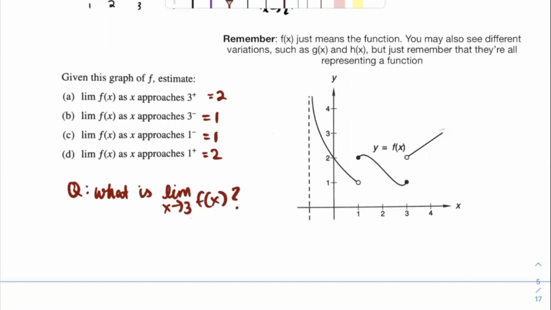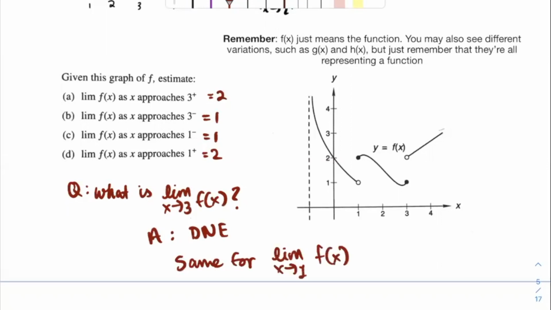Well, as x approaches 3, the left and right-hand side limits are different, and that means it does not exist. And in fact, the same is true for the limit as x approaches 1. That's because, again, the left-hand limit is 1, and the right-hand limit is 2. And since they're not the same, the limit cannot exist.